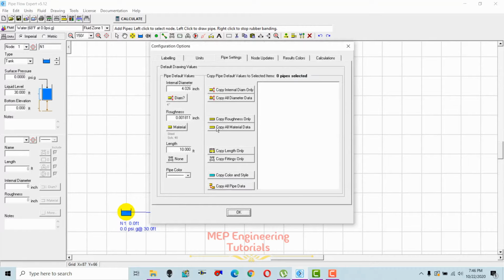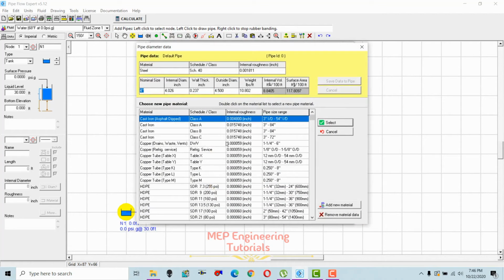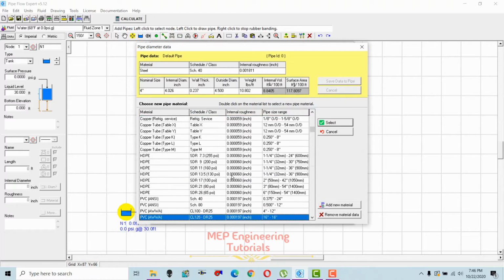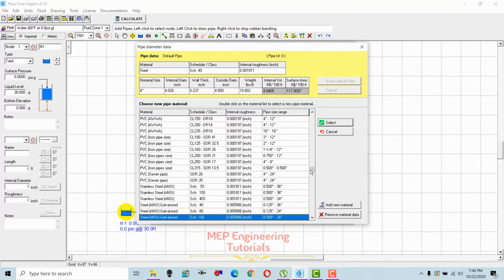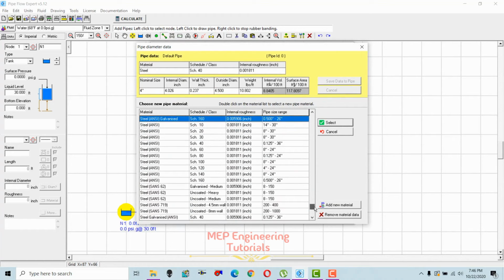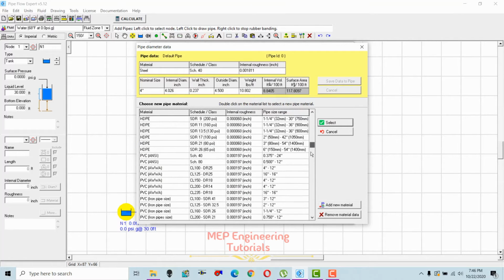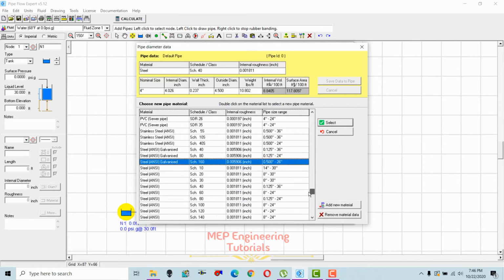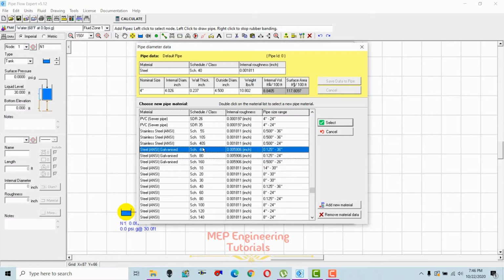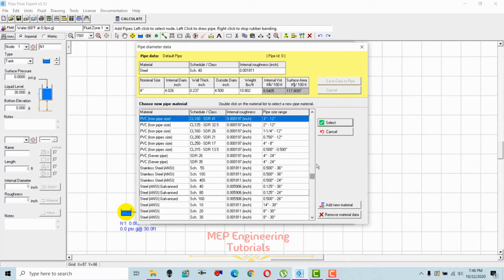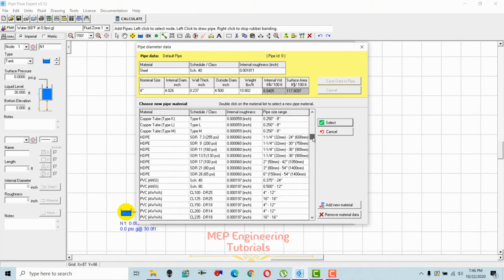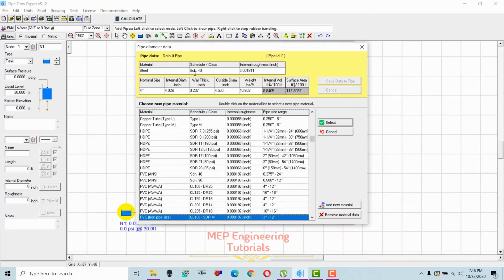Here you can change the pipe material, diameter, length, everything in here. If you want to change the pipe material, you just go to the material, and here you see that all the materials are already there in this software. The best thing about this software is you can find all the materials, fittings, and their K values in this software, and it will calculate the pump head automatically. Right now schedule 40 pipe is selected in here, steel.